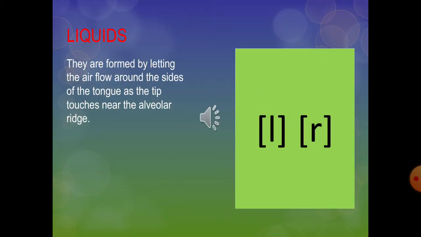Liquids. They are formed by letting the air flow around the sides of the tongue as the tip touches near the alveolar ridge. In initial sounds, for example, red, light. And we have final sounds, for example, dear, feel.